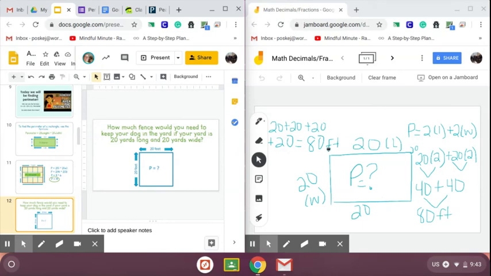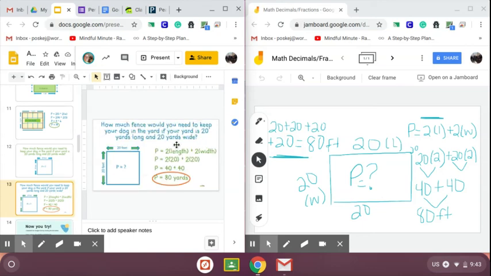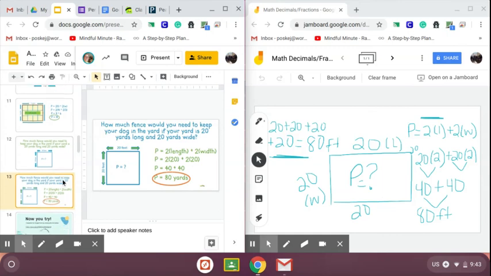So you could do it this way, you could multiply, or you can do it this way and add. These are the two different ways you can do it. Whichever way you like best, go for it. Let's see if we're right. How much fence would you need to keep your dog in the yard if your yard is 20 yards long and 20 yards wide? Same thing. They did the same formula. They got 80. I showed you a different way to do it too.